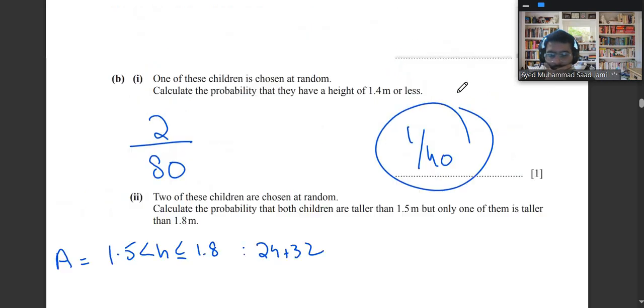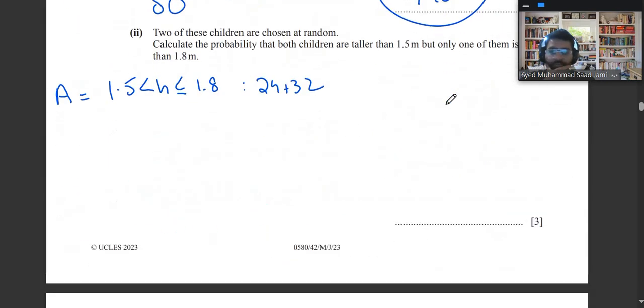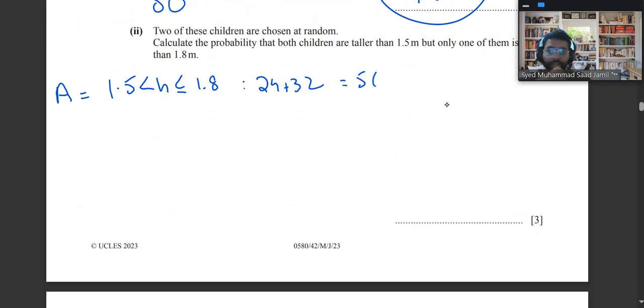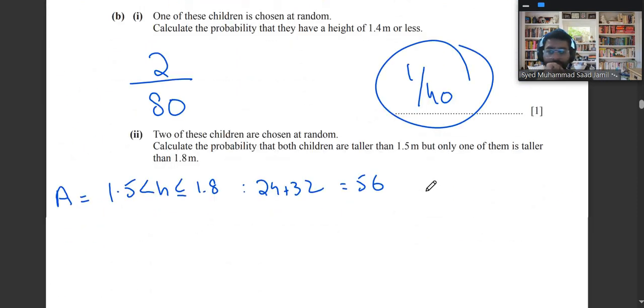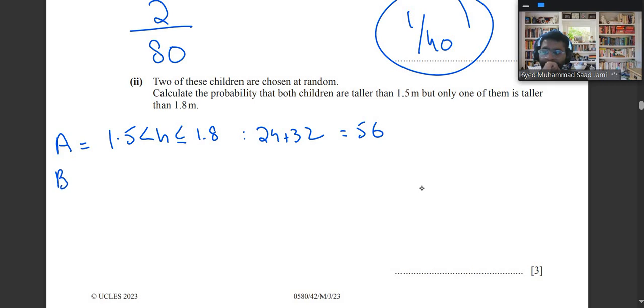Let me check it again. Yeah, so they are 56. And how many children are actually taller than 1.8? Let's just write it down like this, height is taller than 1.8. They are 9 children. Now it says calculate the probability that both children are taller than 1.5, but only one of them is taller than 1.8.